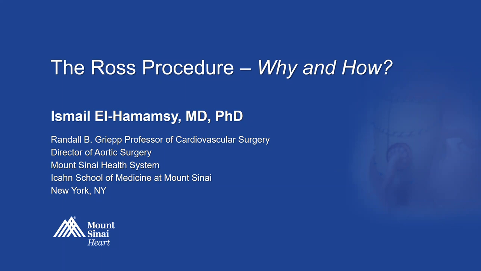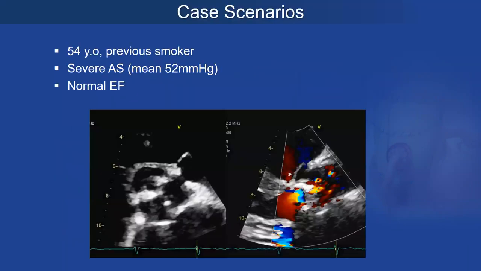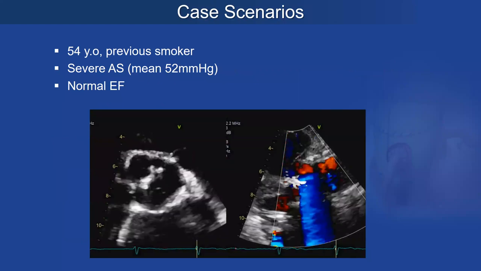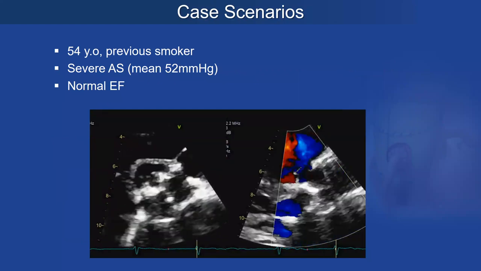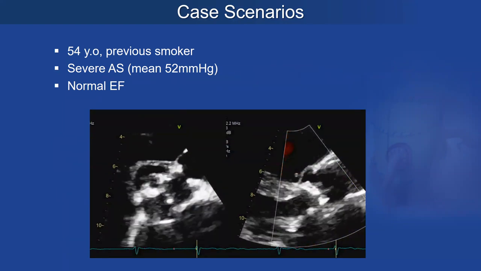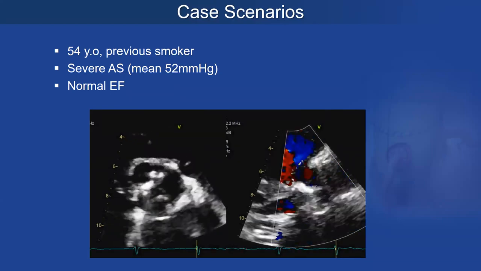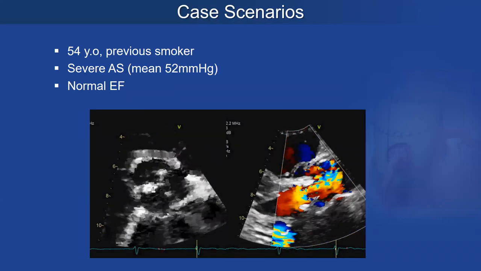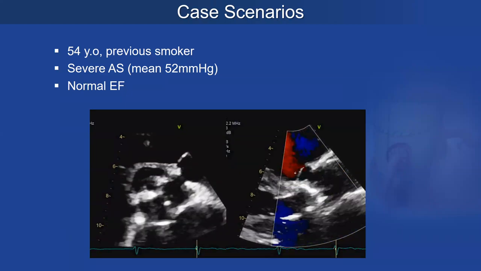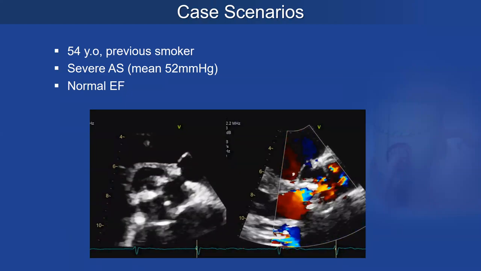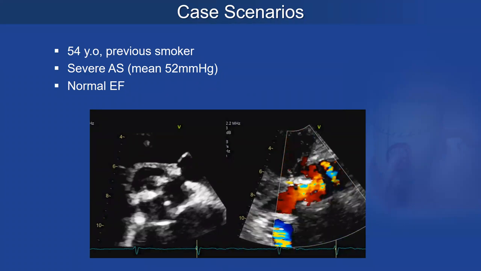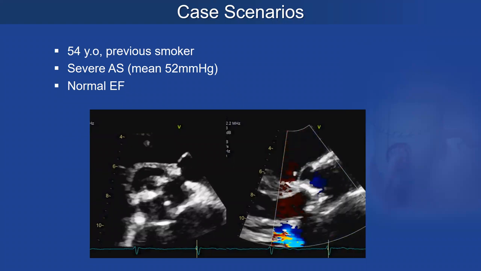In any case, my talk today will be the Ross, and this is the scenario that we'll be discussing. This is a 50-year-old patient who has a previous history of smoking, who presents with severe symptomatic aortic stenosis and normal ejection fraction. And the question is, what do you do with this patient? You have essentially three main options. Either you put a mechanical valve for durability, or you put a tissue valve. But there's also an alternative, and that is the Ross procedure. And the question is, does it apply? Why would it apply? And what's the difference between this and the other options?